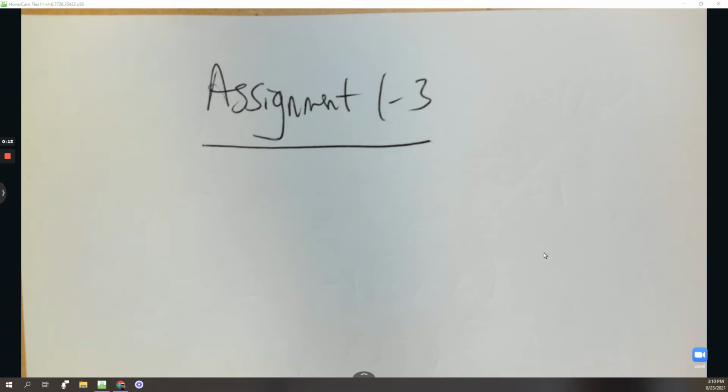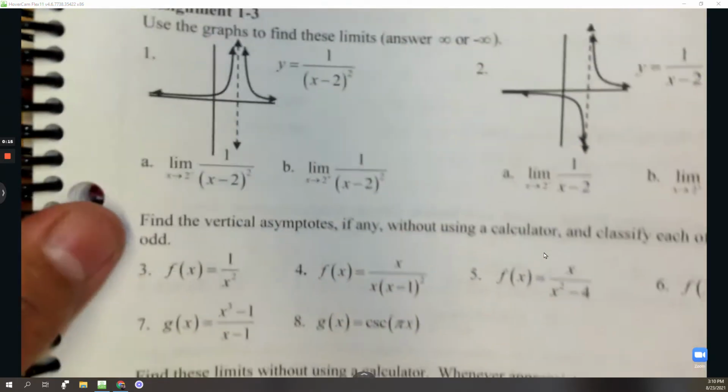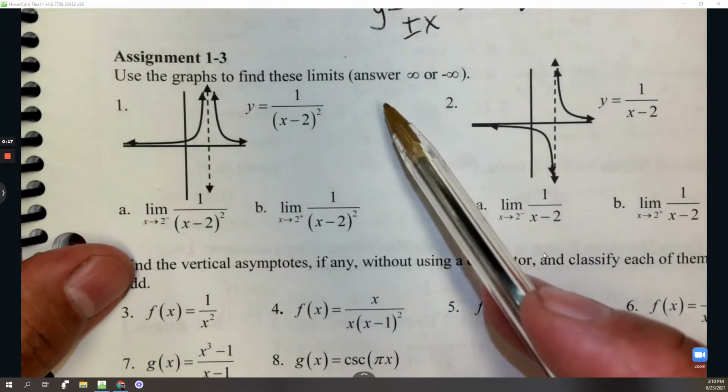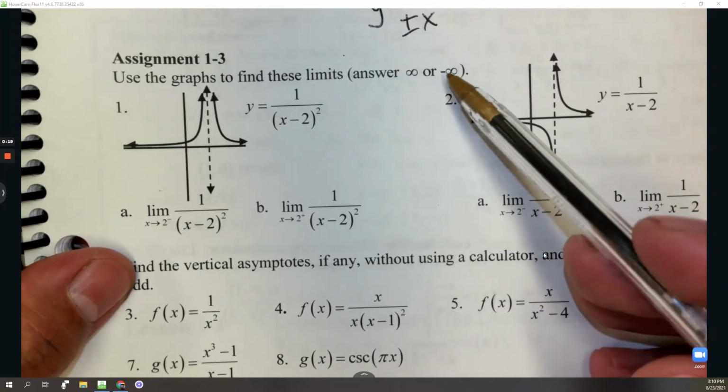Assignment 1-3. Use the graphs to find these limits and answer it as either infinity or negative infinity.